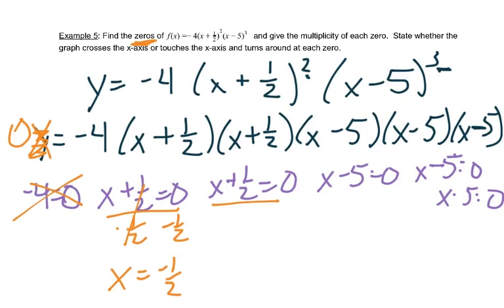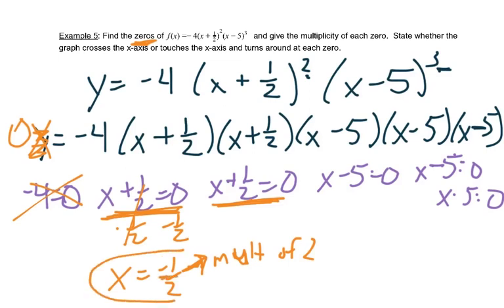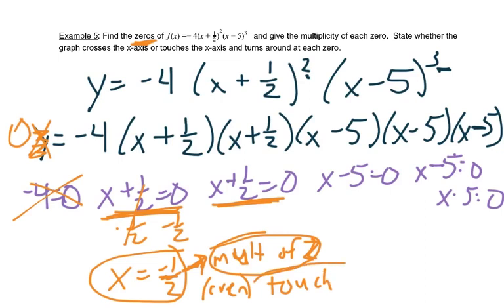Well, how many times is that repeated? That answer would be here and here. So it's repeated twice. So it's a multiplicity of 2 because the answer would be there 2 times. Okay? So here's the 0. Here's the multiplicity. Because that multiplicity is even, that tells us that the graph is going to touch at that spot. It's not going to cross it, it's just going to touch it.